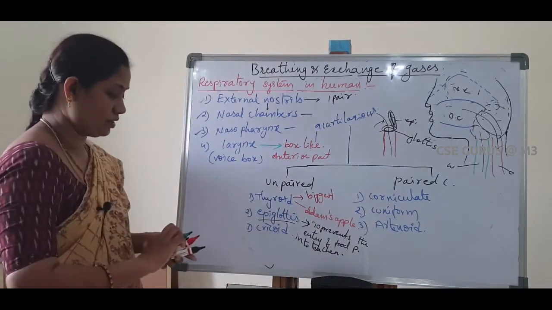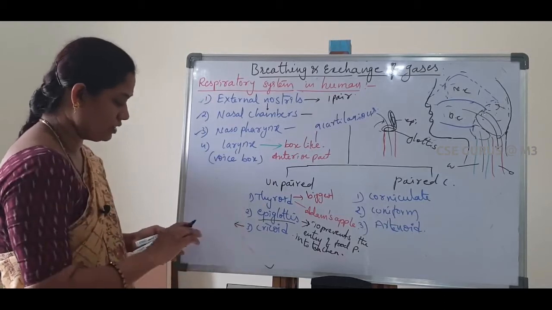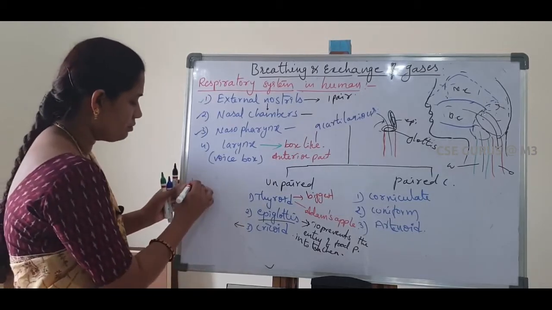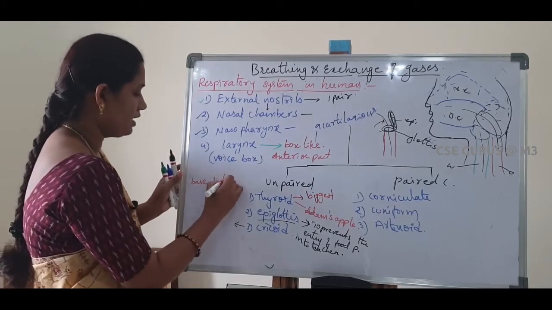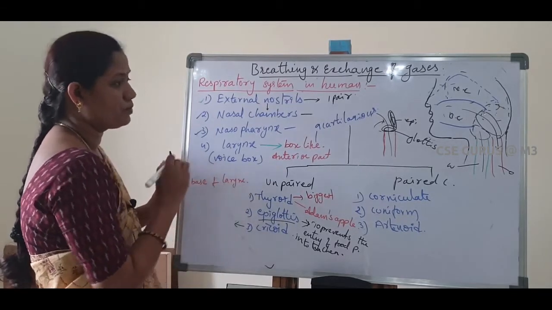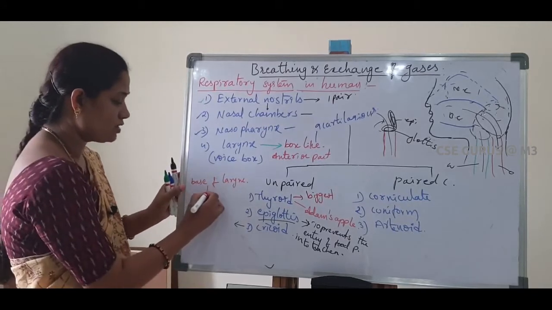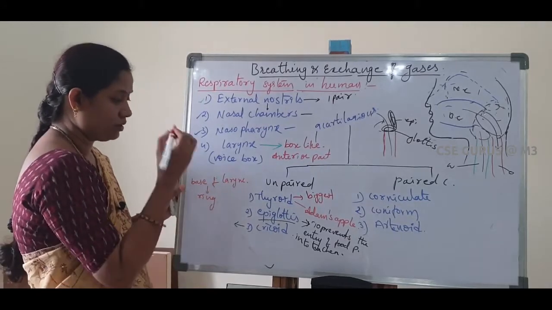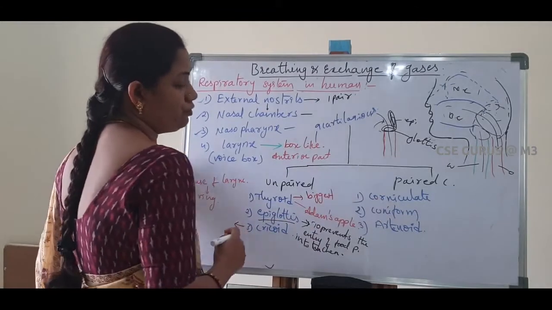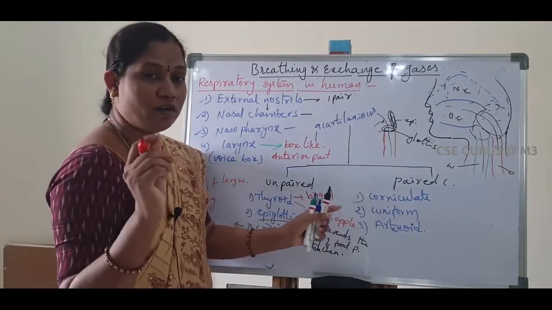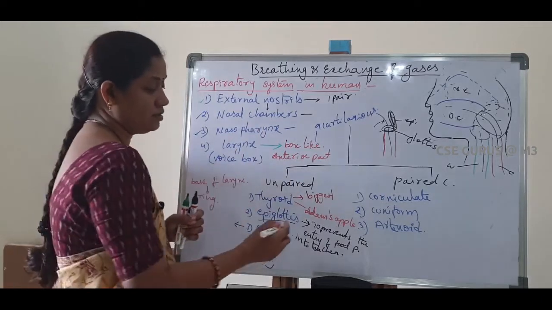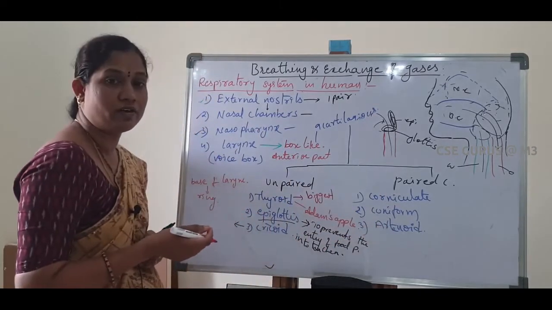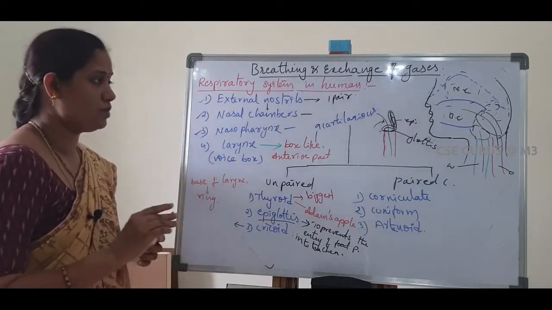Next, the cricoid cartilage. It is present at the base of the larynx and forms a ring-like structure. Next, corniculate and cuneiform cartilages are also present, small bulb-like structures in the larynx. Next, paired arytenoid cartilages are also present.